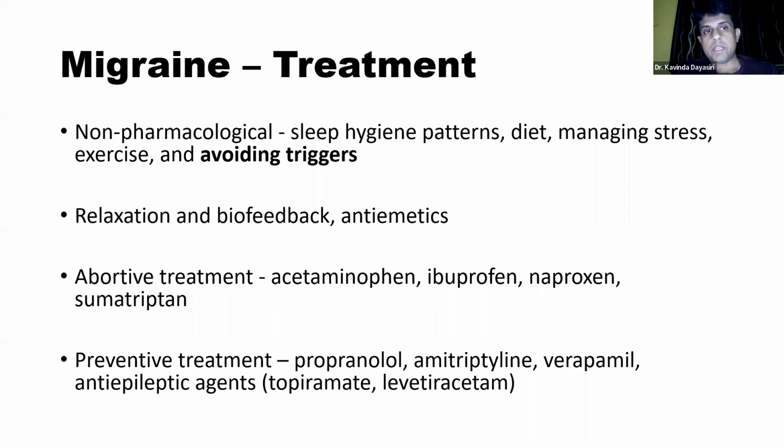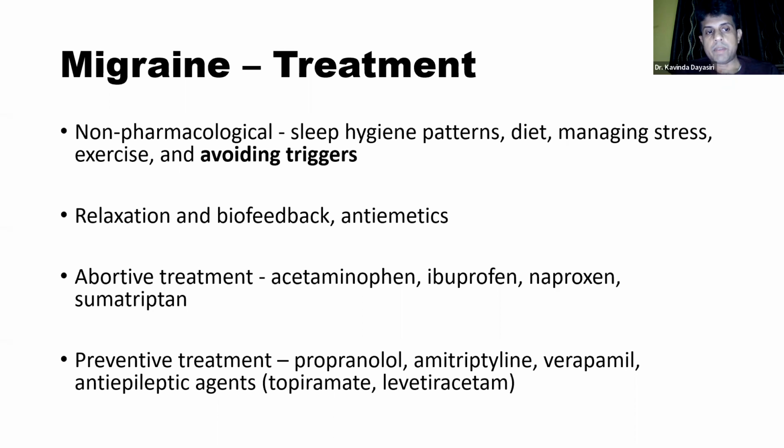Treatment: mostly migraine is treated with non-pharmacological measures, mainly avoidance of trigger factors, ensuring the child's sleep hygiene is good, ensuring a healthy diet, and having healthy exercise. You can also try relaxation and biofeedback techniques. If you have vomiting during the period of aura, it can be managed with antiemetics.